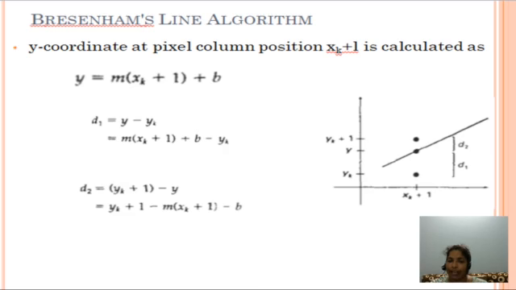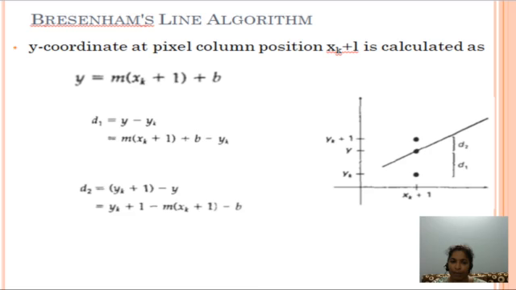So the y coordinate at pixel column position xk+1 is calculated by... We have seen that the equation of a line is y = mx + b. So what is the value of x here? xk+1 is the value of x. So the equation of the line is y = m(xk+1) + b. This is the equation of that particular line. The y coordinate we can find out by using this equation, m(xk+1) + b.